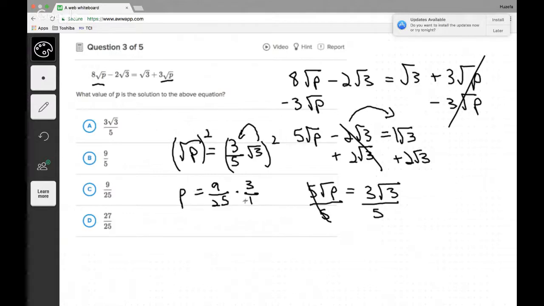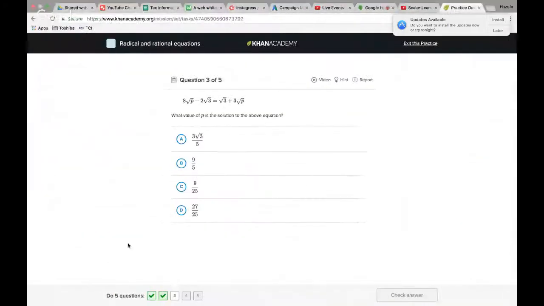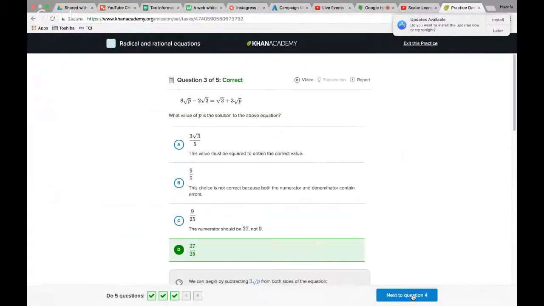Let's complete this multiplication. And we've got P equals 9 times 3 over 25 times 1. 9 times 3 is 27 over 25. Now, sometimes you may have to reduce this, turn it into a mixed number, but we see right here in the answer, they provide 27 over 25. So we're good to go. I'm going to go ahead and answer that, see if that is indeed what they have chosen, and it is.